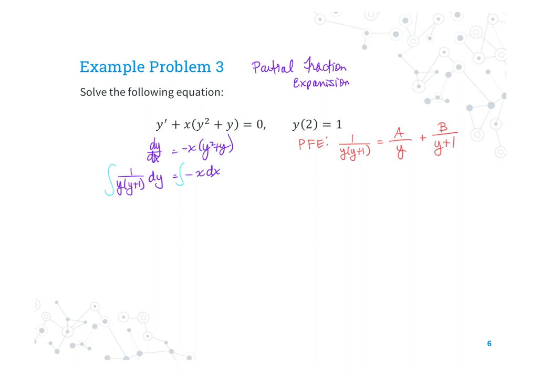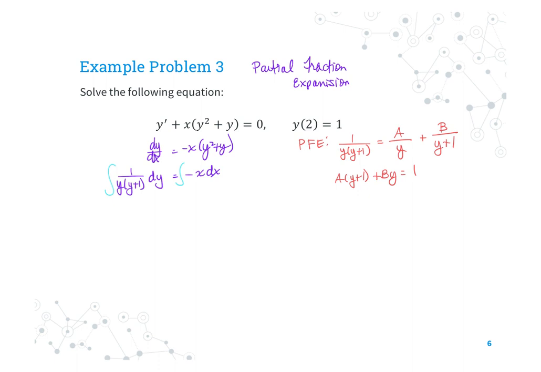So what we know then is if we find the common denominator on the right, we would have A times y plus 1 plus B times y, and it would have to mean then that it's over y times y plus 1, so to set it equal to the other side, it would simply have to equal 1.